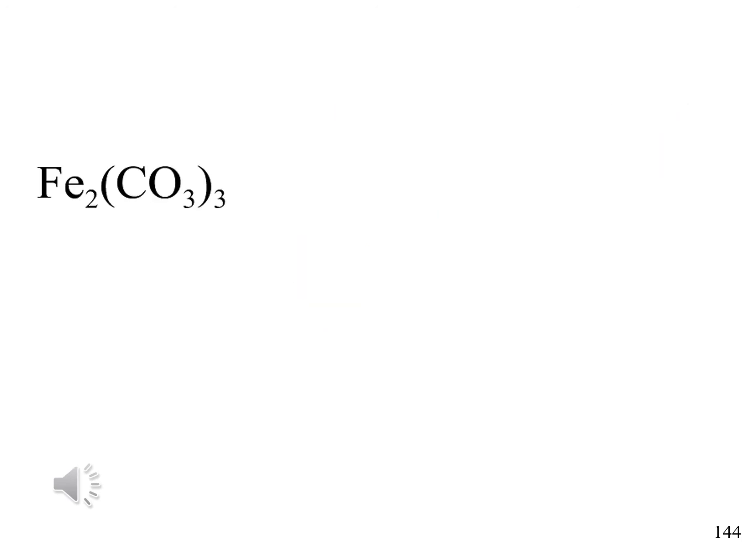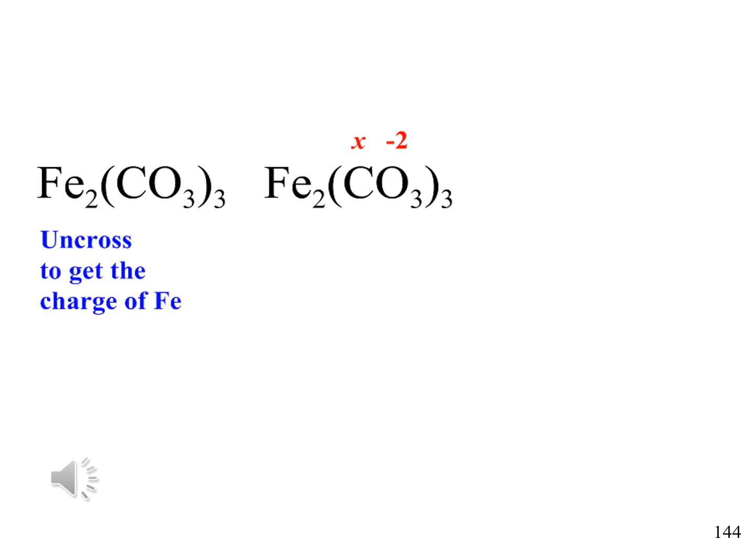This is a complete compound, and I want to show you one extra thing you sometimes have to do to get oxidation numbers. Iron carbonate, you are going to start the regular way. You put an X above the carbon and a -2 above the oxygen, but it looks like you might have two variables because what is the charge of iron? But it's not a variable because you can get it by uncrossing. Sometimes you need to do that. If you uncross to get the charge of iron, it shows you that the iron is +3.